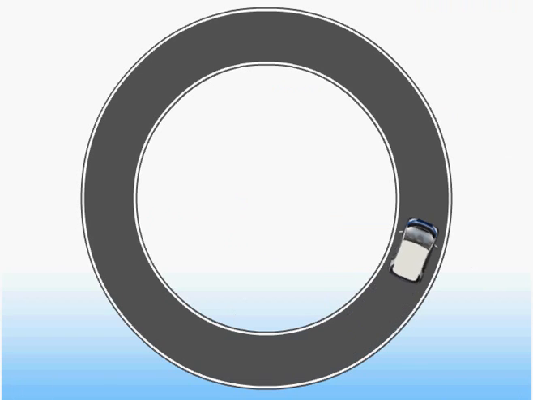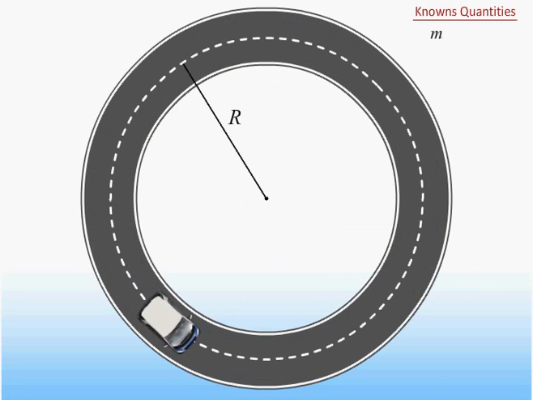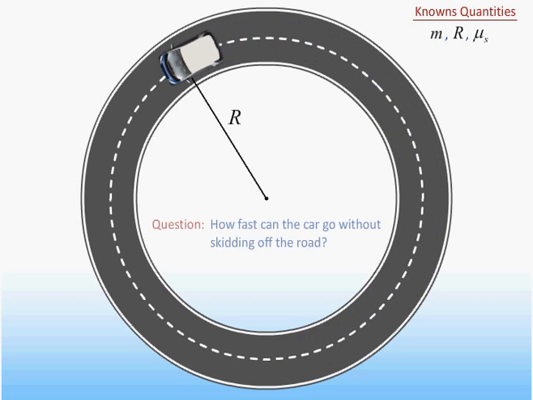We'll close this pre-lecture by doing one more example involving friction, that of a car of mass m rounding a circular turn of radius r. If the coefficient of static friction between the tires and the road is mu sub s, how fast can the car go around the turn without skidding off the road?